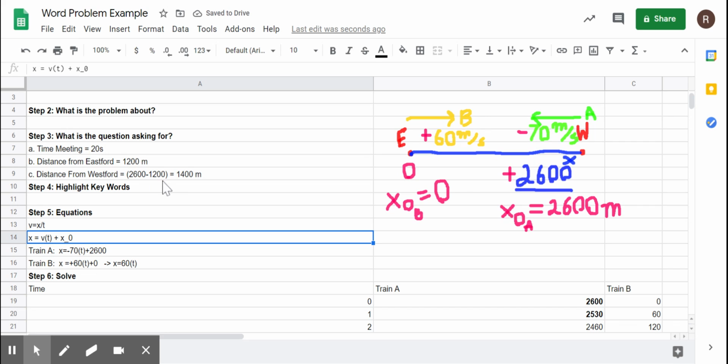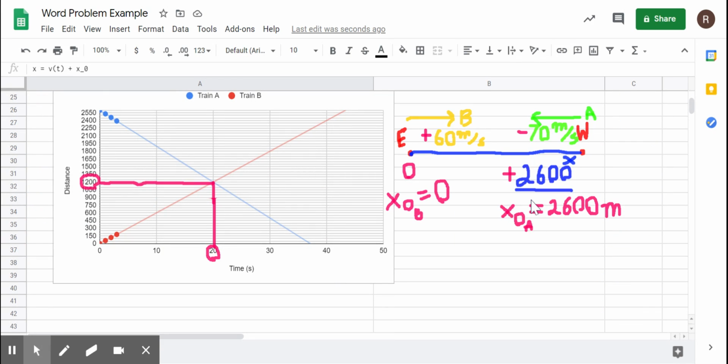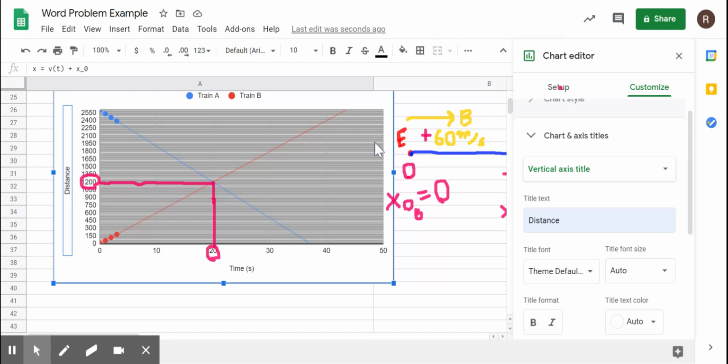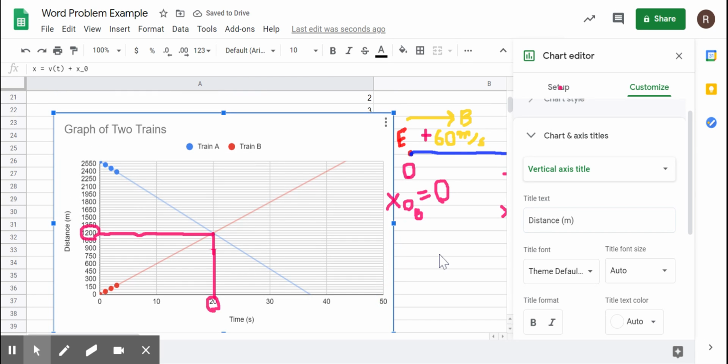This is the answer. We did the two trains problem, and as I promised, we didn't have to do a system of equations or anything complicated. We just needed to play around with the graph, do some algebra, and that was it. You know what? I realized something major. Don't make this mistake. I'm sorry, I'm not perfect. There you go. And you have meters. Okay. And there you go. You have your graph and everything else.